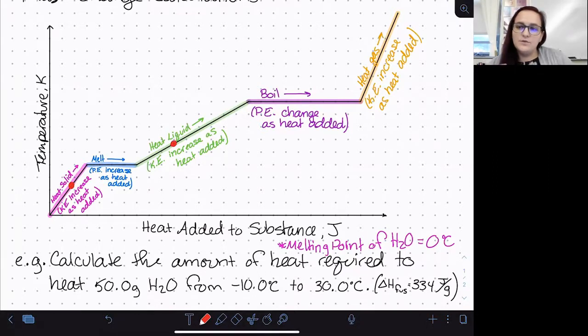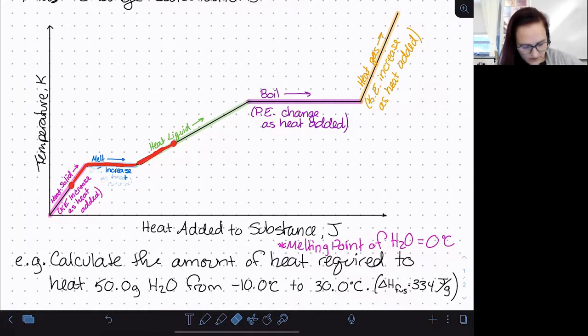So we really need to do three different things in this problem. We first need to heat our solid up until it reaches the melting point. Then we need to melt it. And then we need to heat the liquid up to the final temperature described in the problem. So we know how to do all of these things. It's just a matter of putting it all together. But essentially, you're calculating three different Q values.